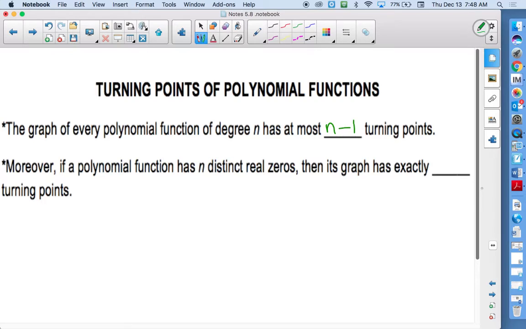Moreover, if a polynomial function has n distinct real zeros, then it has exactly n minus 1 turning points. So sometimes a graph might have a power of 5, but we might not have 5 zeros. But this says if we have exactly 5 zeros, then no matter what, I have to have 4 turning points, 1 less. So the number of zeros kind of correlates the number of turning points that we have.